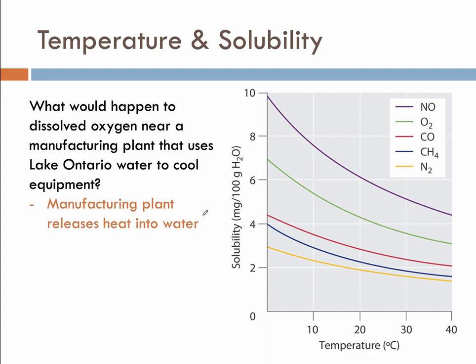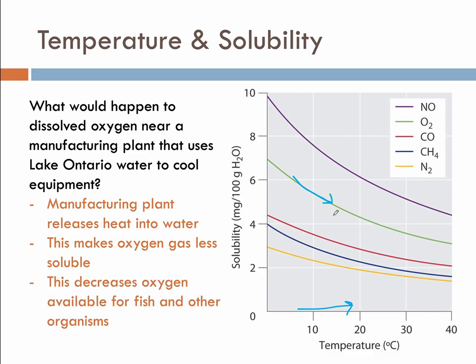But what does that do to dissolved oxygen? Well, let's think about it. So as the water heats up, oxygen gas is going to become less soluble, right? As our temperature increases, you can see this solubility curve goes down. So less oxygen is going to dissolve in the water in that local area where the water is heated.